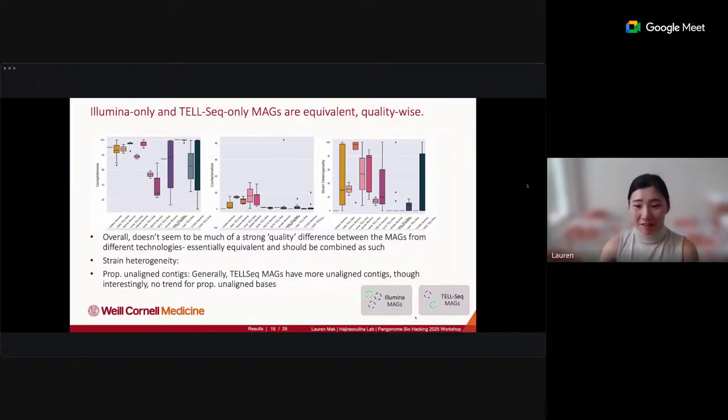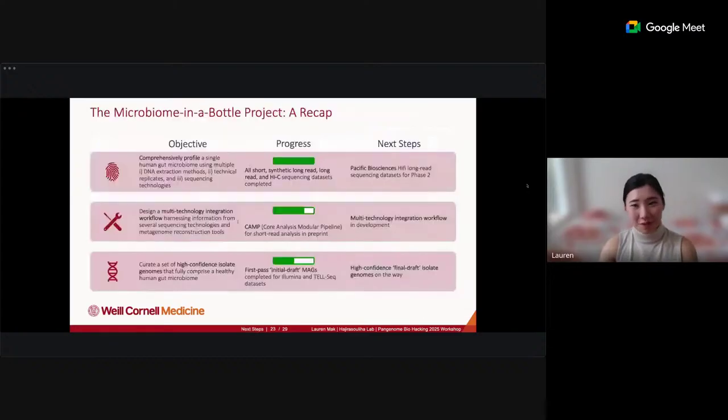And now I'm gonna skip all the way to the end. So just as a recap of everything I've talked about, the Microbiome in a Bottle project has 3 goals. The first of which is to comprehensively profile a healthy human gut microbiome using multiple DNA extraction methods, technical replicates, and sequencing technology. The second is to design a multi-technology integration workflow that can utilize to the fullest extent all of the data that I've generated. And the third is to curate a set of high confidence isolate genomes that fully comprise a healthy human gut.